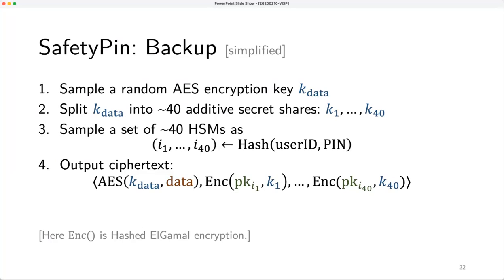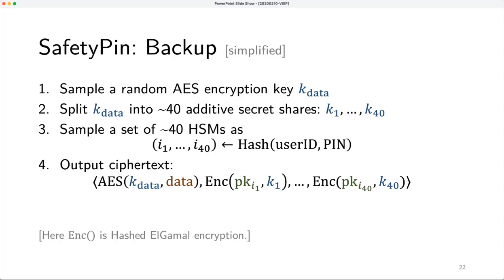The last thing the phone does is output an AES encryption of your data, your photos, your notes, and all that stuff, under this encryption key that you've picked. And then it encrypts each share of this AES key with the public key of the corresponding HSM. So you pick 40 HSMs based on the PIN, and you give each HSM a share of this encryption key. And this is the ciphertext that you output. The first part is the bulk encryption of your data. The second part is just encryptions of the key shares, one to each of the HSMs.